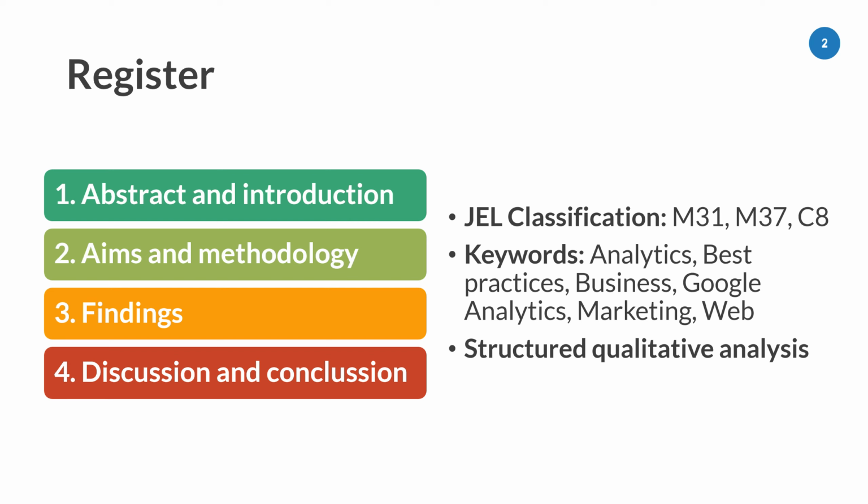Very briefly about the content of our presentation and research paper. At the beginning, we will have a look at the introduction and abstract of our contribution. Then we will discuss the aim and methods used in the research paper. We will analyze the results and conclusion. We will look at the recommendations from the results of our research. We will be happy to hear your questions and discussion. The paper has classification M31, M37 and C8.